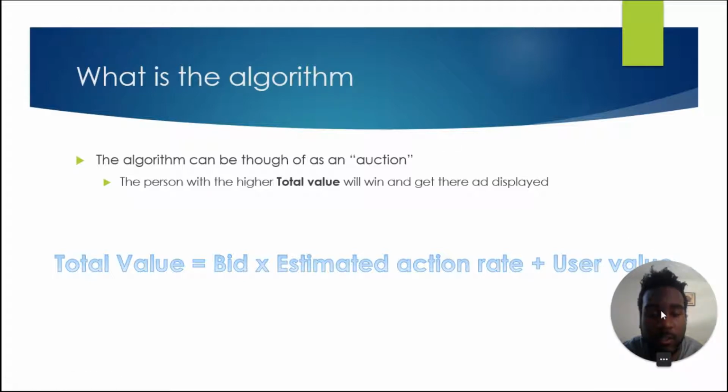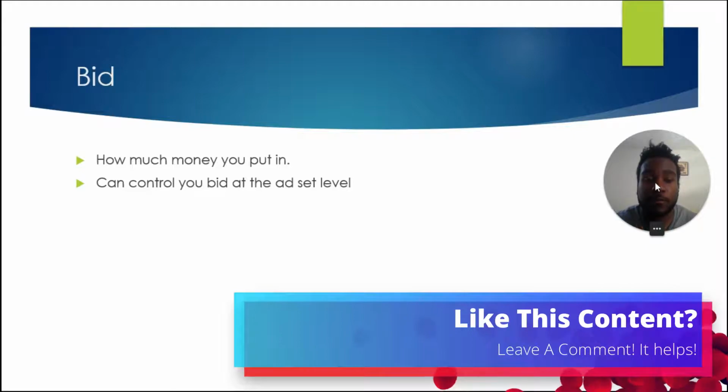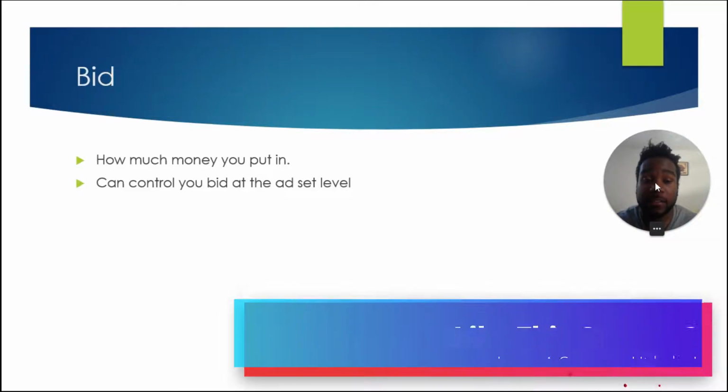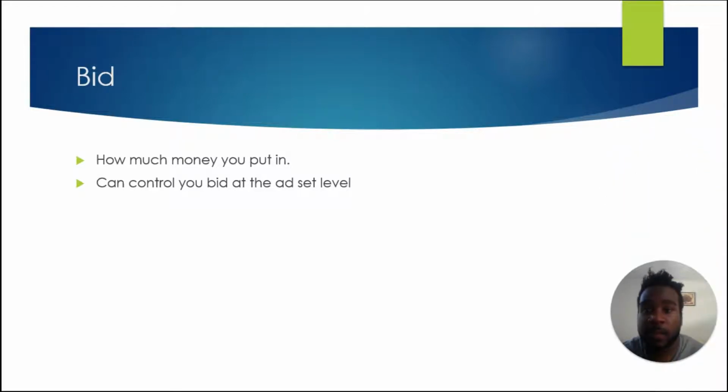As you can see here, I'll move this up here. Your total value is your bid multiplied by your estimated action rate, plus your user value. I'm going to go into detail on all of these components of total value. So your bid, what exactly is your bid? Of course, that is how much money you put into your Facebook ad, which you set at the ad set level when you run a Facebook ad. I'll move this back down.